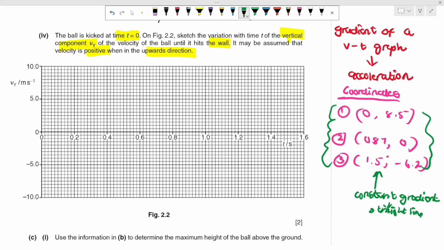And what this tells me is that I'm essentially going to have a straight line. Okay, I hope that makes sense. So we have a specific gradient with specific coordinates, and a constant gradient will essentially mean that we're going to have a straight line. So let's start plotting. To begin with, we have 0 and 8.5.